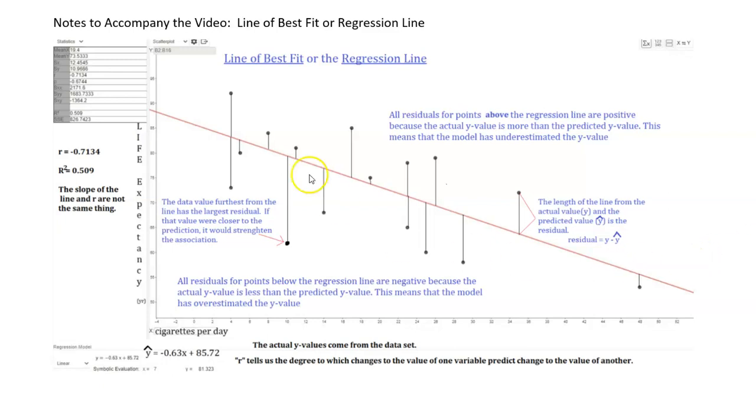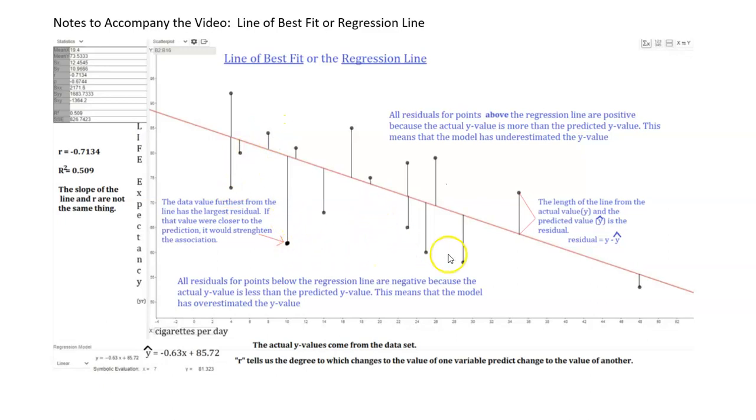So I'm looking at a scatter plot that has cigarettes per day on the x-axis. That would be our independent variable or our explanatory variable. And then we have life expectancy in years on the y-axis, which would be our dependent variable, or also response variable. And all these circles or points on our graph are data points.